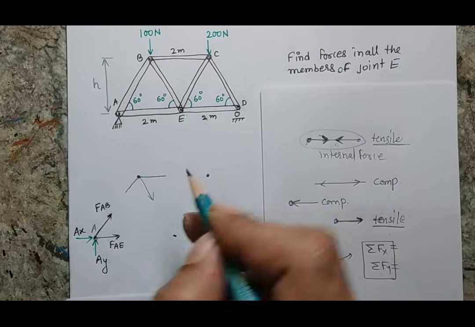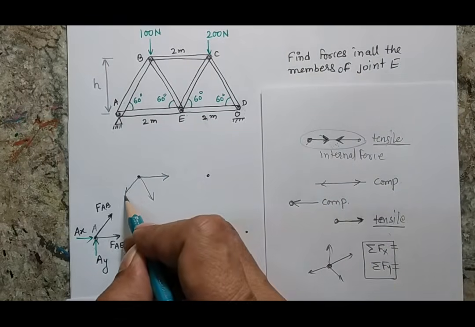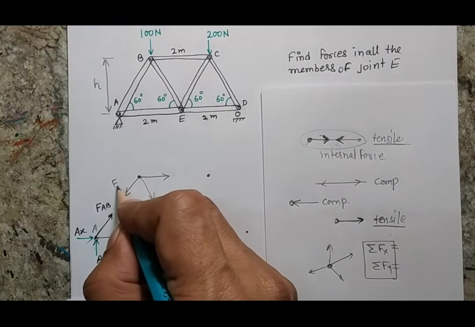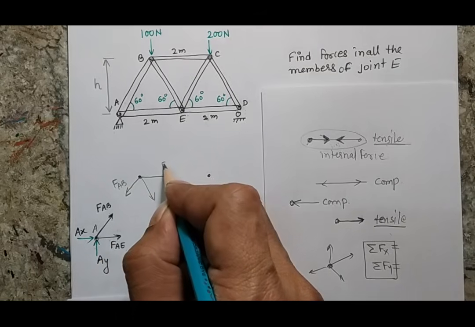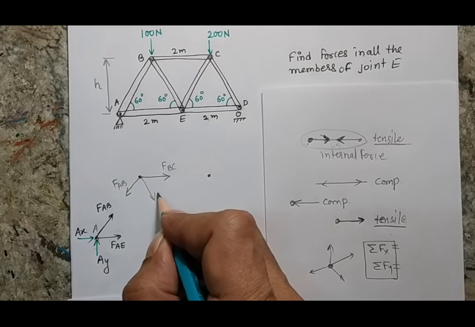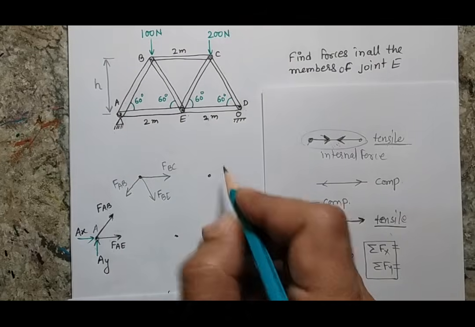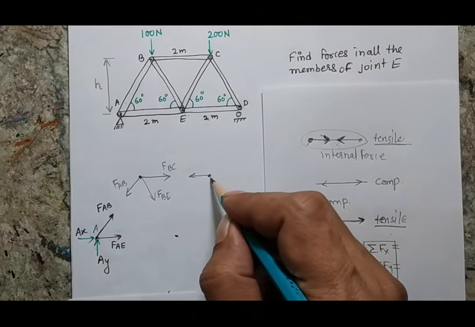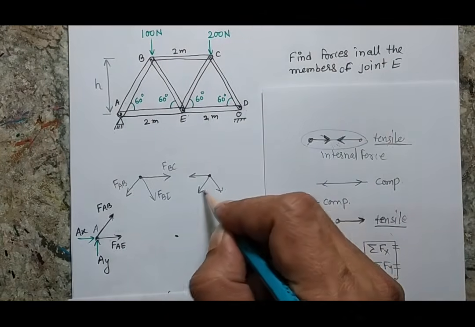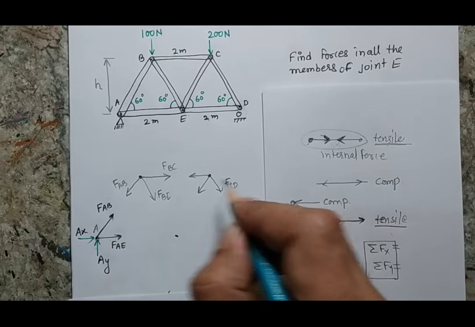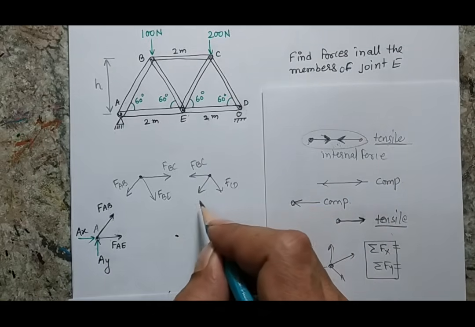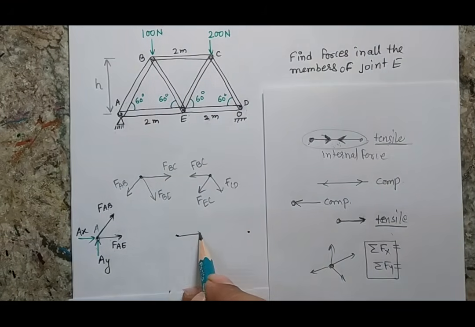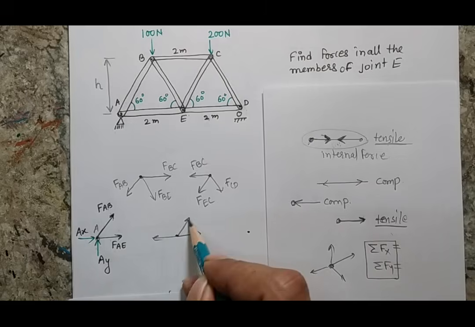So here also I am taking all the three forces away from the joint. So this will be my force AB, this will be my force BC, and this will be my force FBE. Here also I am taking 3 members. So now again all the forces going away, CD, FBC and FEC. This is also all the forces away.